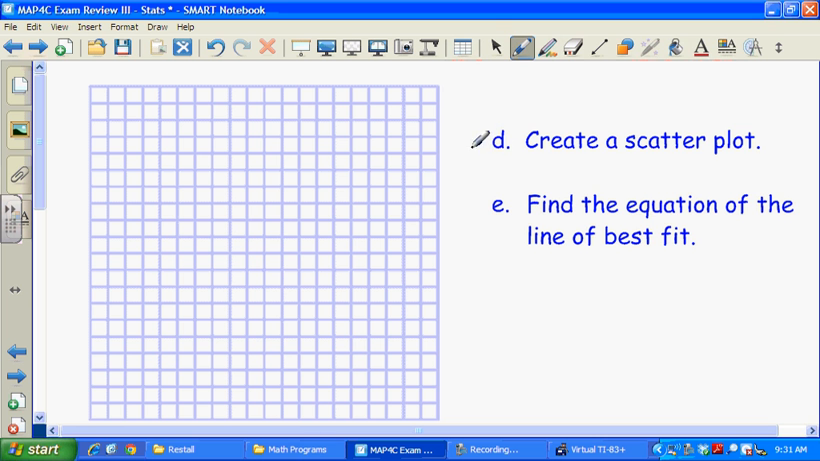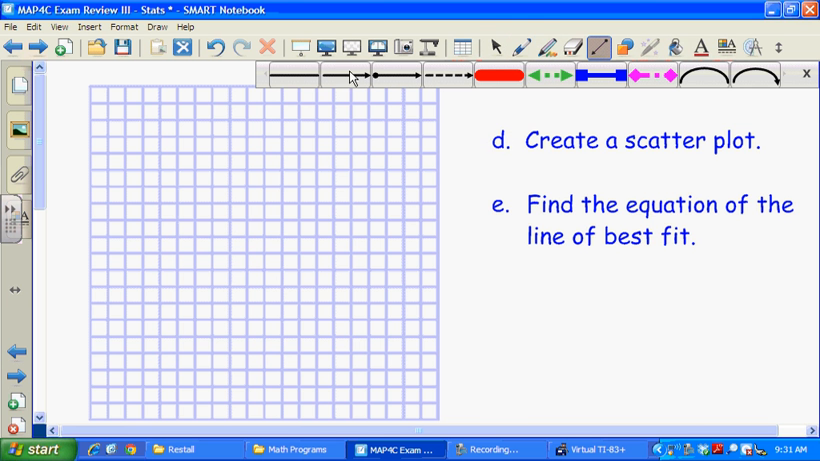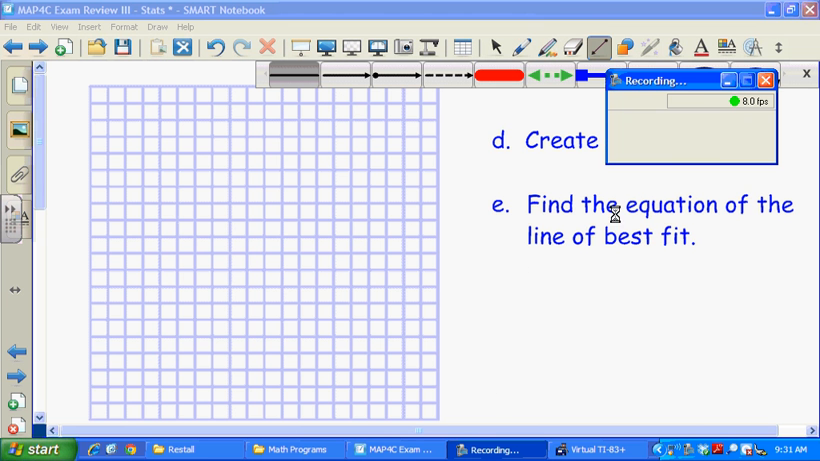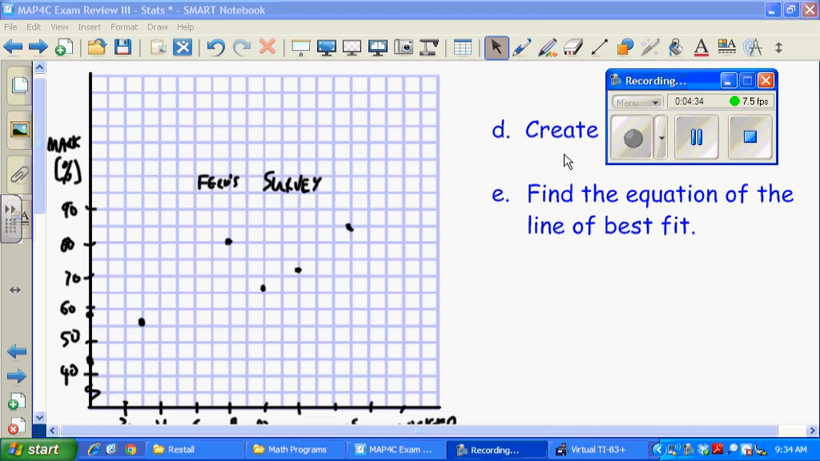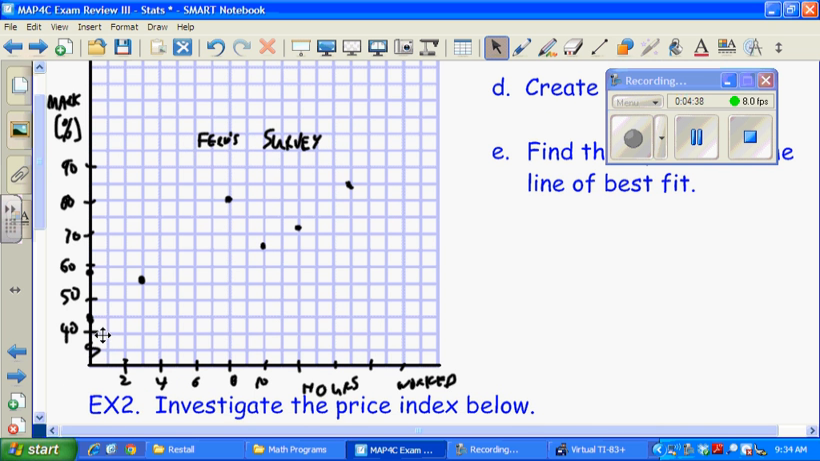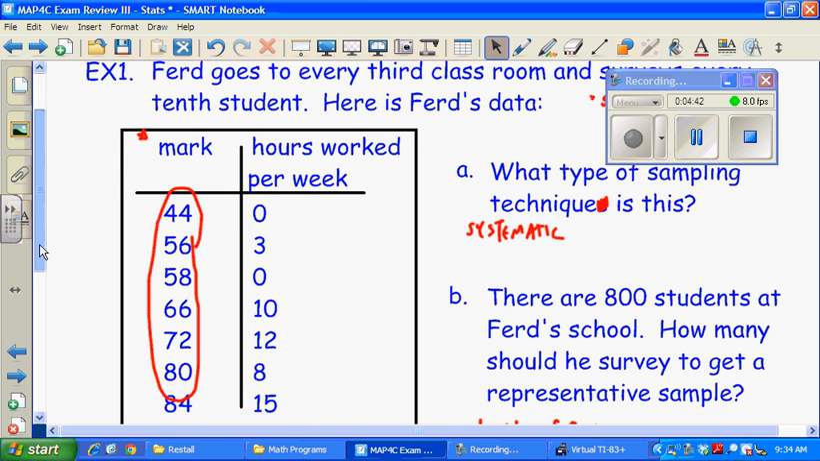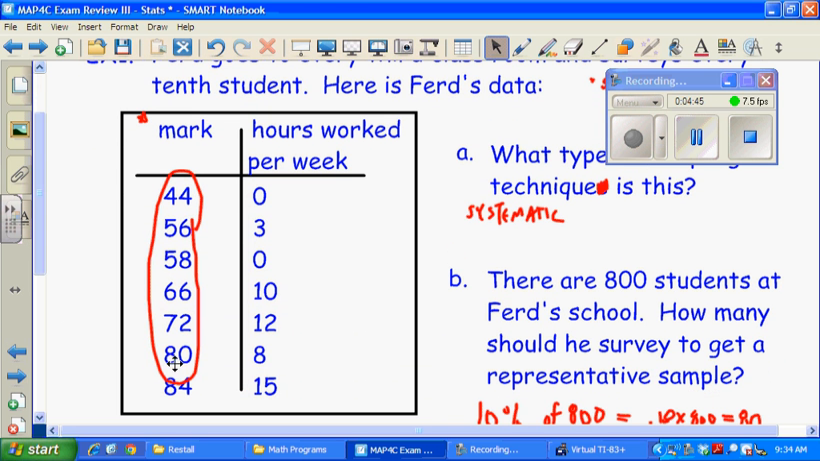The second question says create a scatter plot, so we're going to do that. I'm actually going to pause the video and set up my axes so you don't have to watch me do that. Okay, I've plotted my data, and I'm going to point out a few things. First of all, this is where FERD made a major blunder. He put mark as the first thing, as if somebody gets 56, that's going to cause them to work 3 hours or 0 hours or whatever.